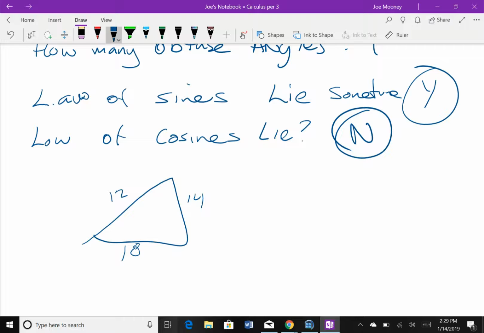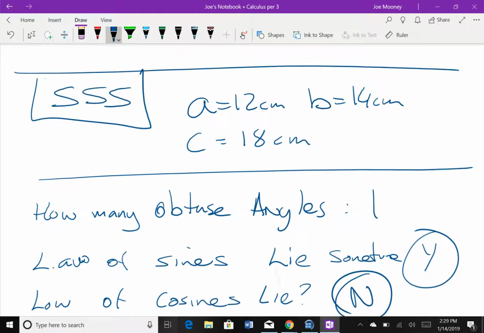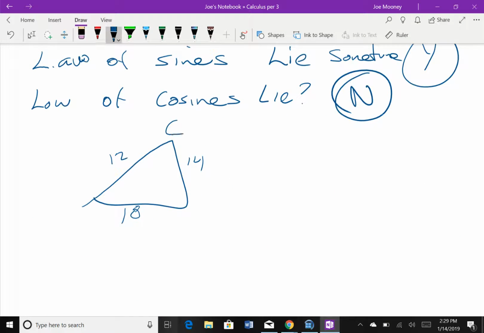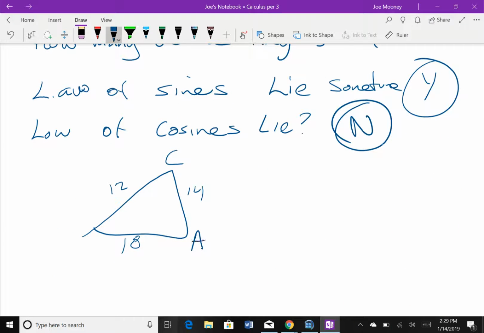All right. So let's go. So we know our formula. What we will do on our sheet is, what side did I say 18 was? So angle C. 12 is what? 12 is A. So this is A, and that's B.